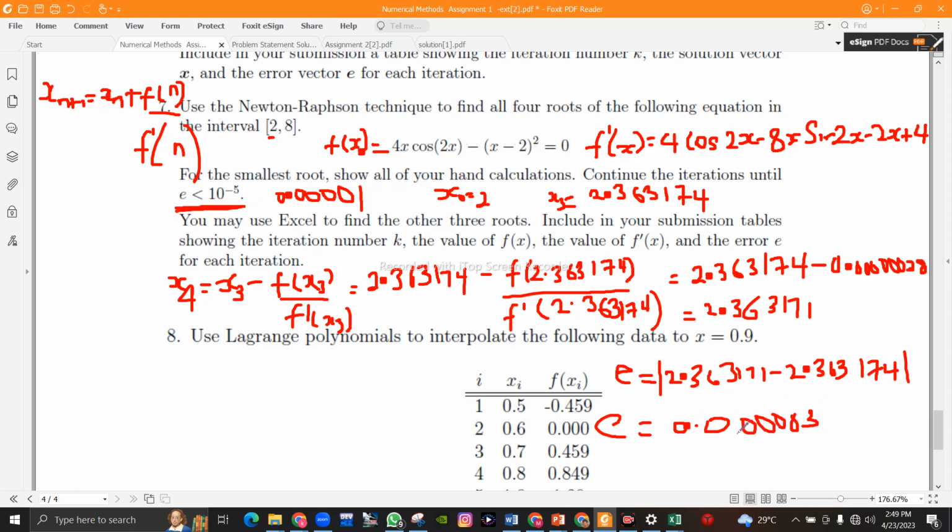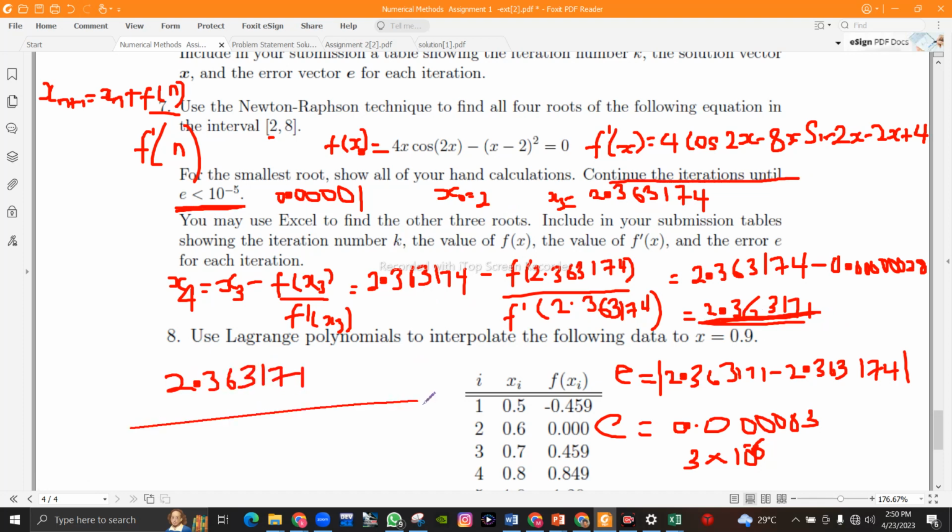That's 3 times 10 to the power minus 6, and it is lower than 1 times 10 to the power minus 5. Then we'll stop here. They say continue the iteration until the error is less than this, and the error is less than this in this case. So this is our answer, 2.363171. At that point, the error is less than that. So that's where we're going to stop. So this is the first solution.